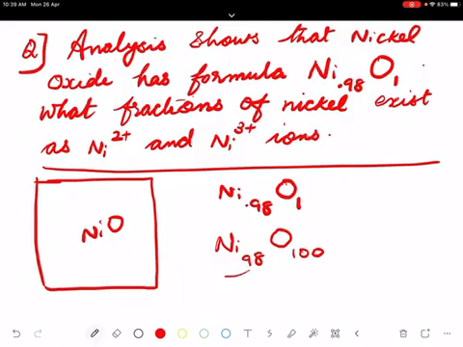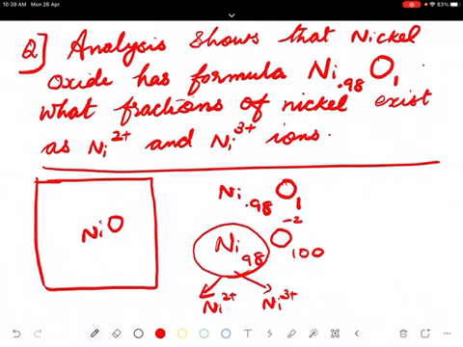And this Ni 98 contains what all things? Ni2+ and also Ni3+. That is understood from the question. And in the case of O, there are 100 O. Each O is minus 2.